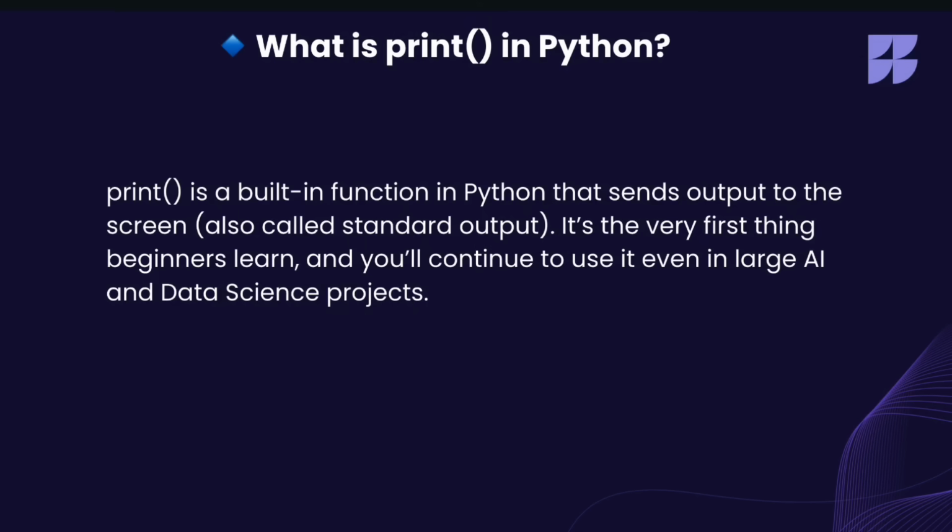In this lesson, we will be learning one of the most basic yet powerful tools in Python, the print function. The print is a built-in function in Python that sends output to the screen, and it is known as a standard output. It's the very first thing beginners learn, and you will continue to use it even in large AI and data science projects. Now we will move to our code editor, that is VS Code.